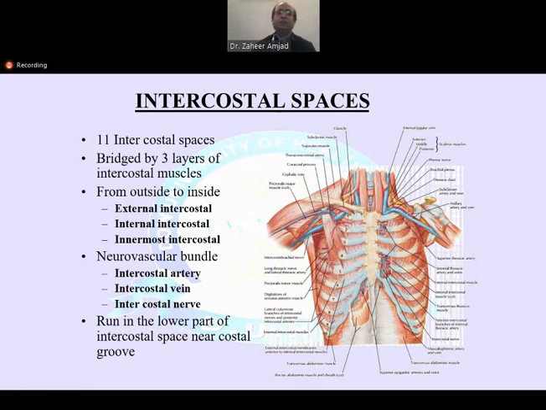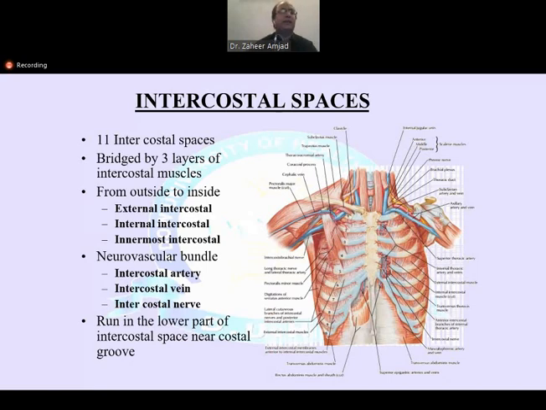And there is a neurovascular bundle, which consists of the intercostal artery, intercostal vein, and intercostal nerve. This neurovascular bundle lies within the intercostal space, and it runs close to the subcostal groove, between the internal and the innermost intercostal muscles. The neurovascular plane is present between the internal intercostal and innermost intercostal muscles. And the lower part of the intercostal space, or the subcostal groove, protects these structures to a certain limit.